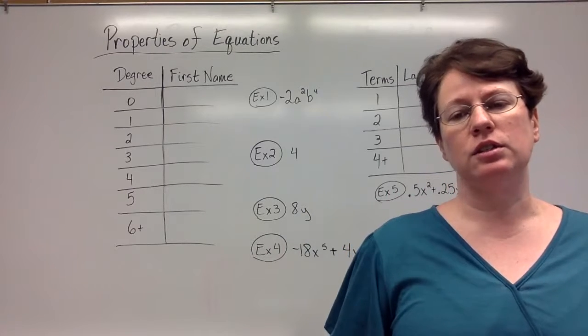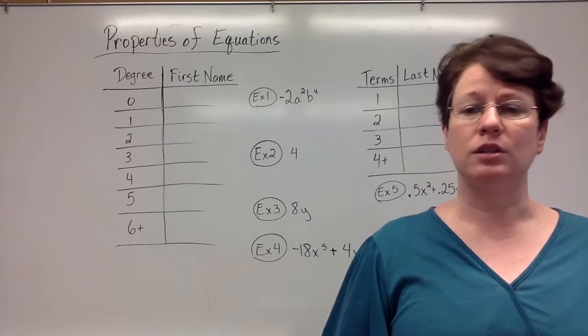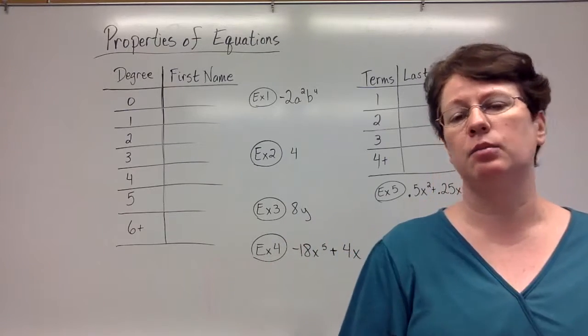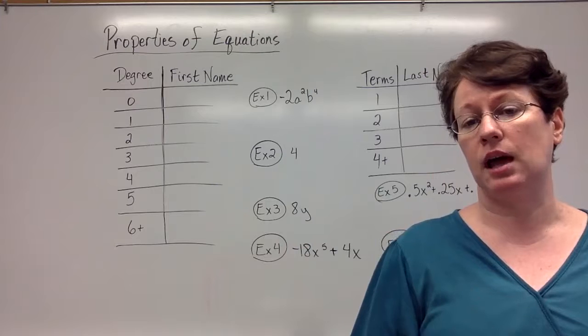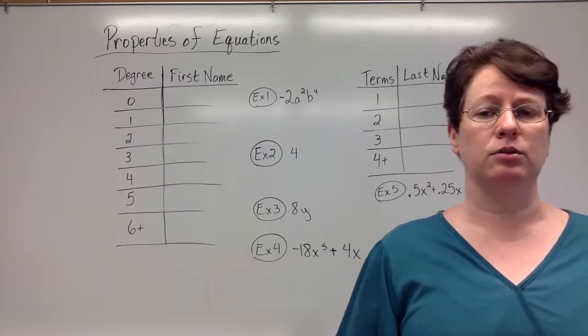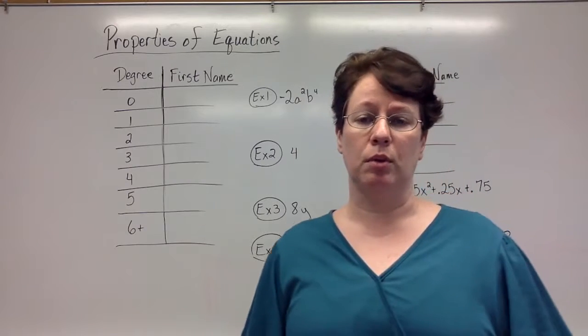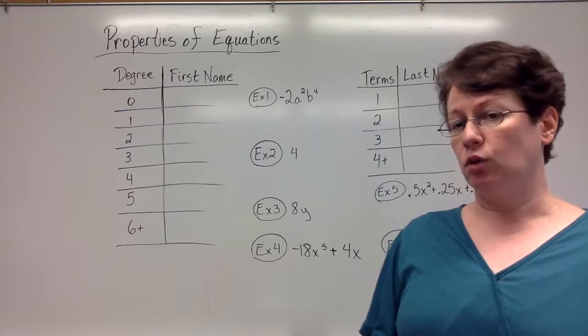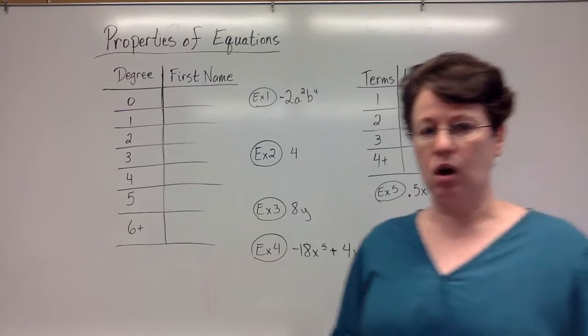Now, every equation has a name, just like you and I. We have a first name, a middle name, some of us, and a last name. Equations just have a first name and a last name. And the first name and last name are dependent upon some characteristics in the equation or the polynomial. So, let's look at what those names are.